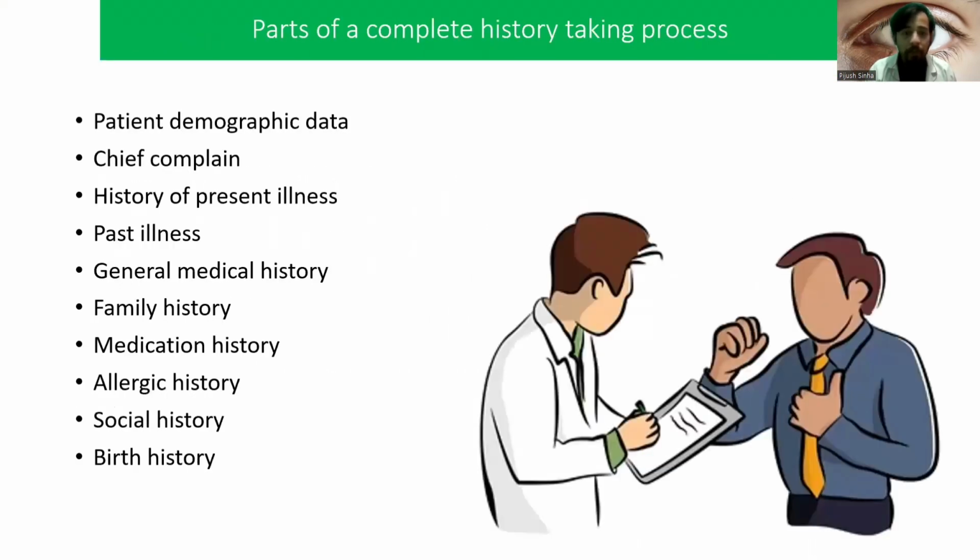Now, these are the parts of a complete history taking process, starting from patient demographic data, then chief complaint, history of presenting illness, past illness, general medical history, family history, medication history, allergic history, social history, and birth history if the patient is a child. We will go one by one through each and every part so that we can understand which part signifies which thing. Let's go.